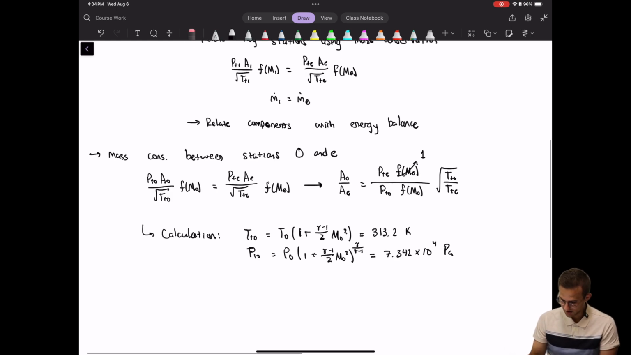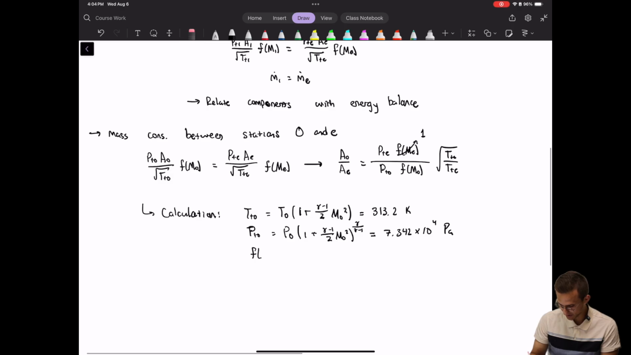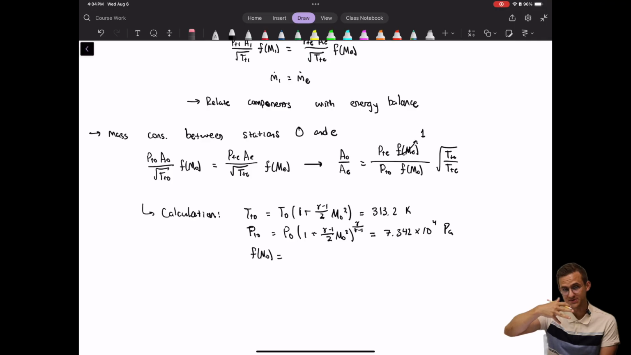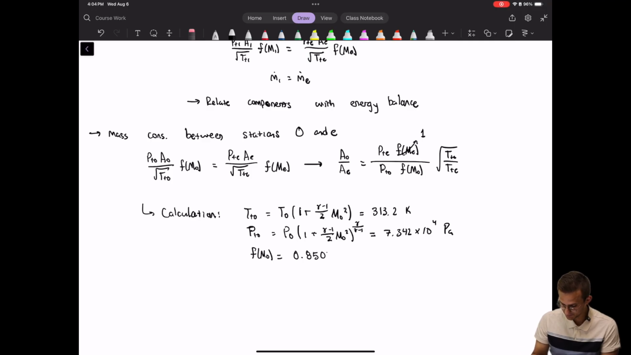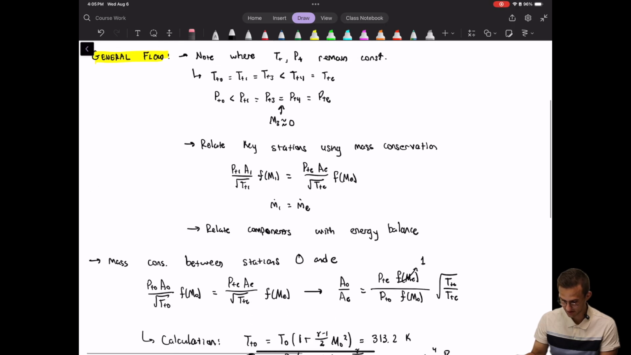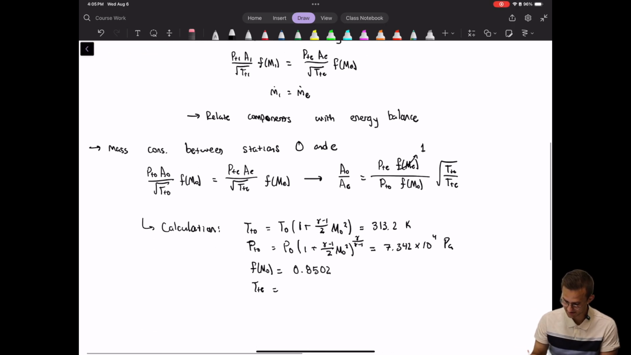Okay. We can also just calculate F of M naught. You can go look in the table and invert the value if you're using the textbook. You can also just punch in the actual formula that was written down in the previous lecture into a calculator and do it that way. But in this case, F of M naught, or F of 1.5, is equal to 0.8502. Okay, and then we know that TTE, because we did that check before, where we said the stagnation temperature remains constant, is equal to TT4, which is equal to 1400 Kelvin.